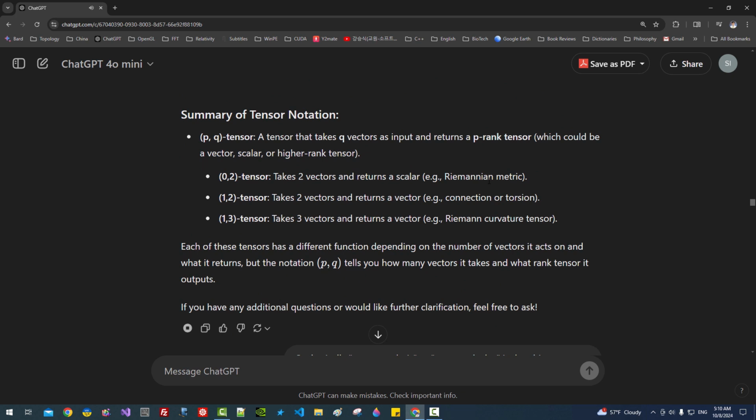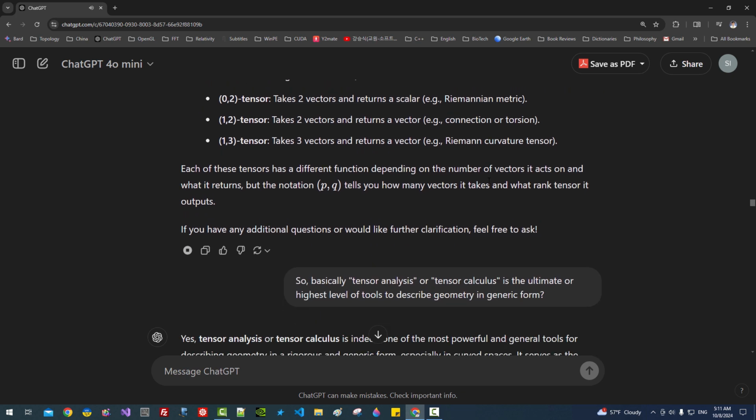A (p,q) tensor takes q vectors as input and returns a rank p tensor, which could be a vector, scalar, or higher rank tensor. A (0,2) tensor takes two vectors and returns a scalar, e.g. the Riemannian metric. A (1,2) tensor takes two vectors and returns a vector, e.g. connection or torsion. A (1,3) tensor takes three vectors and returns a vector, e.g. the Riemann curvature tensor.